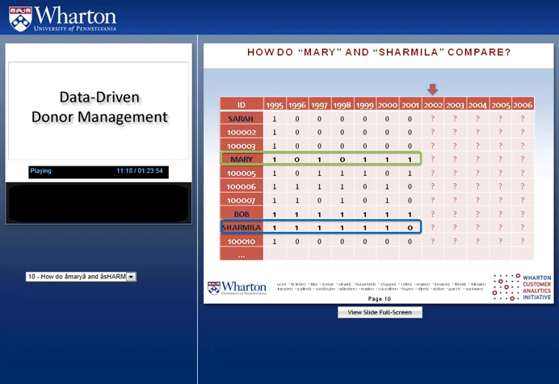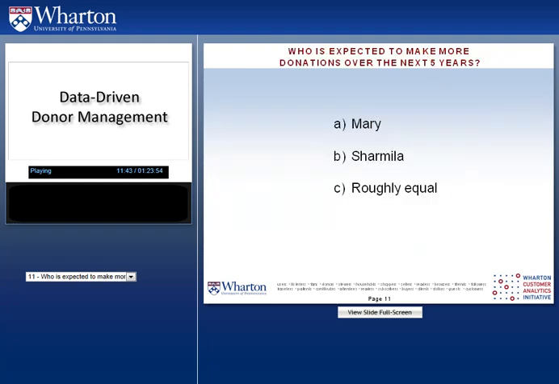And so I'm going to ask you a qualitative question here, which is, which one of them, Mary or Sharmila, would be expected to make more donations over the next 5 years? So which one of them would be a more valuable member of our donor or customer base for us? Or are they basically the same? So look at the number and the flow of their donation behavior, and answer this question for me. Who is more valuable over the next 5 years, Mary or Sharmila?